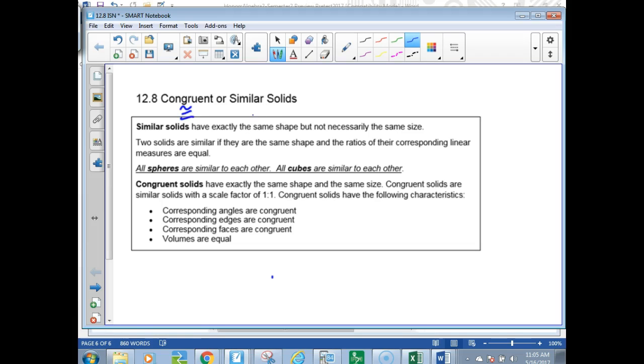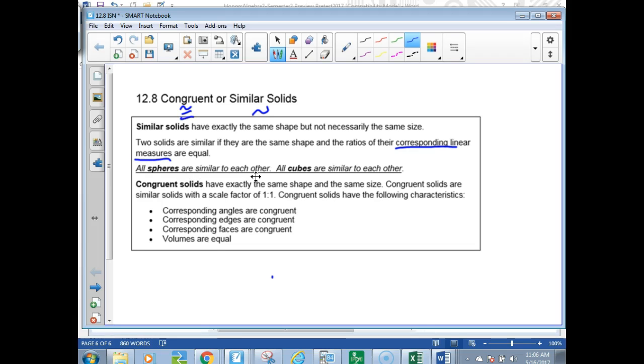Congruent, similar. What's the difference? Yes, that is the difference. Congruent is the same size completely. Similar is same shape, but not the same size. So similar solids have exactly the same shape, but not necessarily the same size. Two solids are similar if the same shape, and the ratios of their corresponding linear measures are equal. Corresponding linear measures, those are lengths.